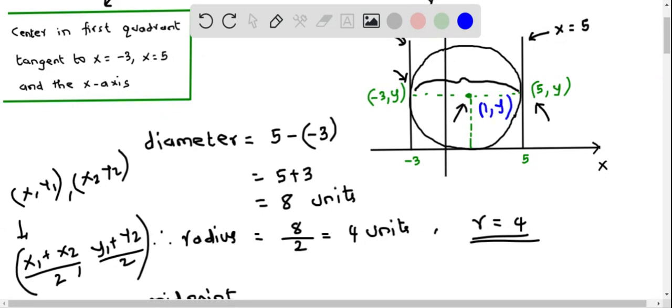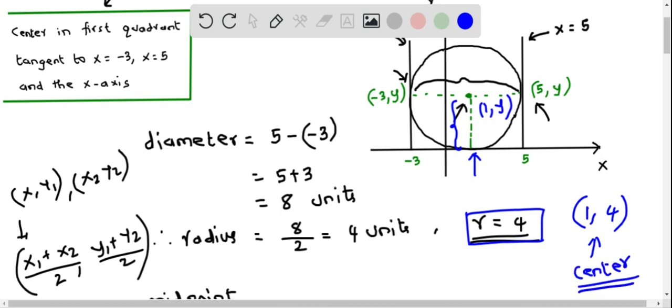And notice that this y is basically this distance, and this distance is equivalent to the radius of the circle. We have already figured out that the radius is 4. Since the circle is tangent to the x-axis, this distance starts at 0. So from 0 to the radius is 4, and obviously the y value has to be 4. Therefore finally we can say that the coordinates of the center of the circle are 1 comma 4. This is the center.